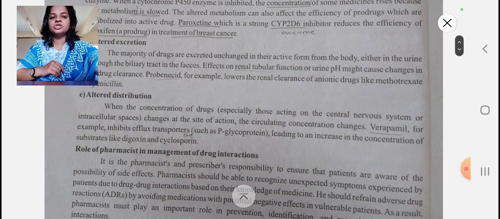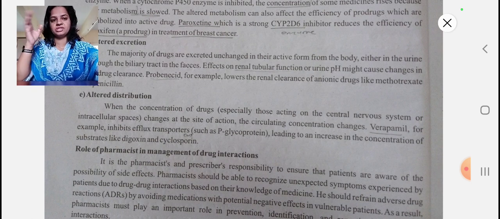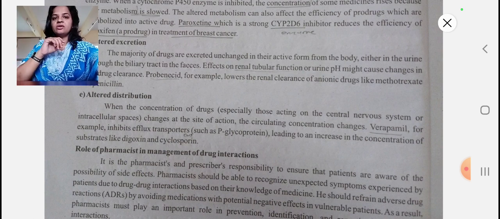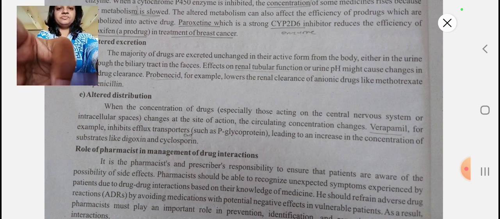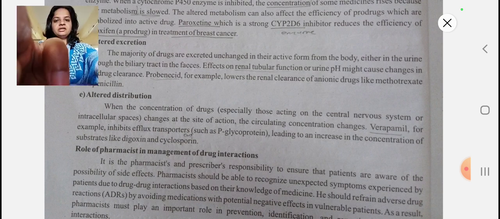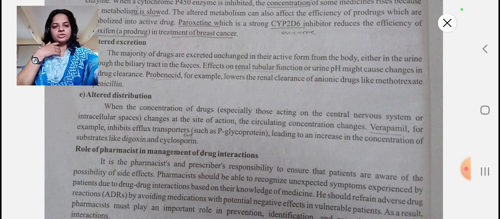When the concentration of the drugs changes at the site of action, the circulating concentration also changes. The verapamil example: it inhibits the efflux transporters, and due to that the concentration of the substrates, digoxin and cyclosporin, is increased in this case. Now, we have seen the altered distribution.